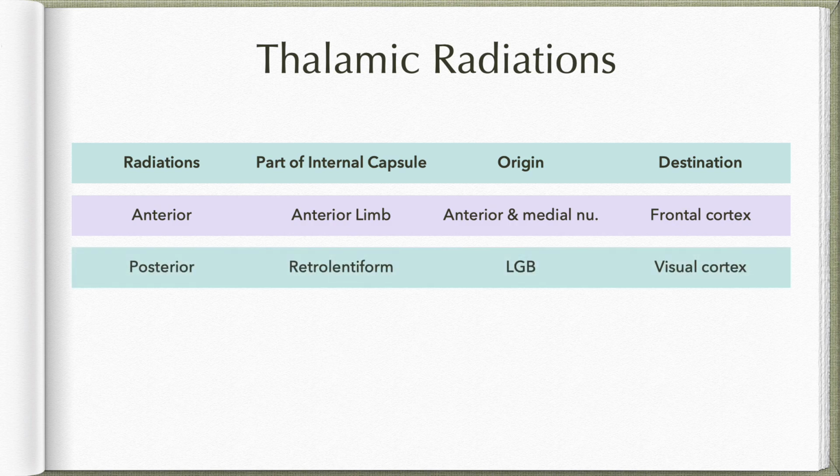The posterior thalamic radiation passes through the retrolentiform part of the internal capsule. The fibers begin from lateral geniculate body and they reach visual cortex, that is the area number 17.